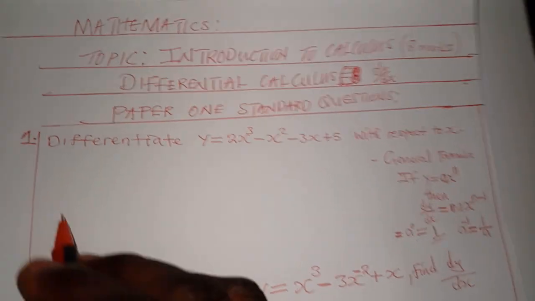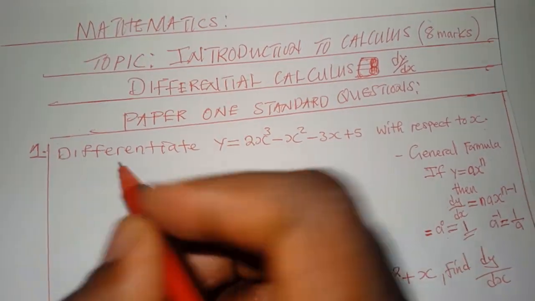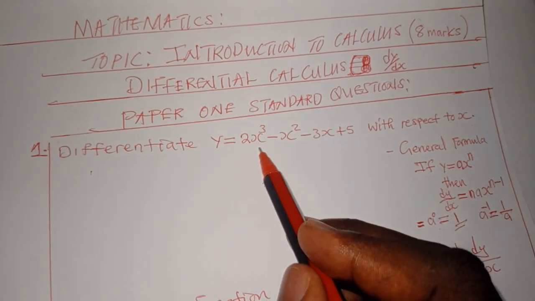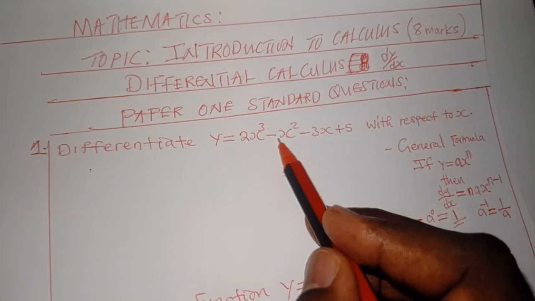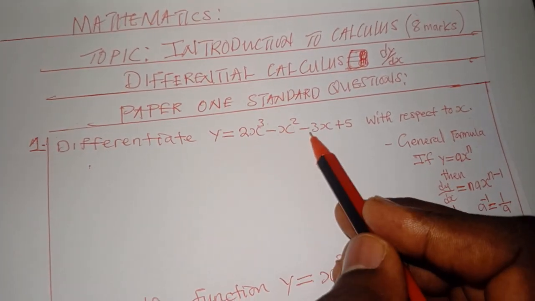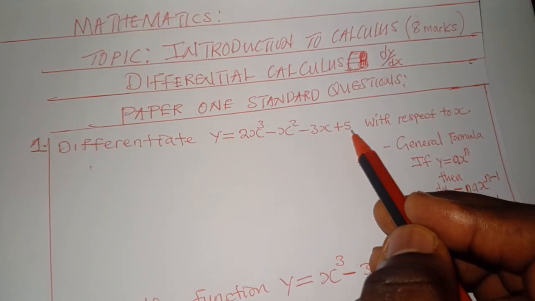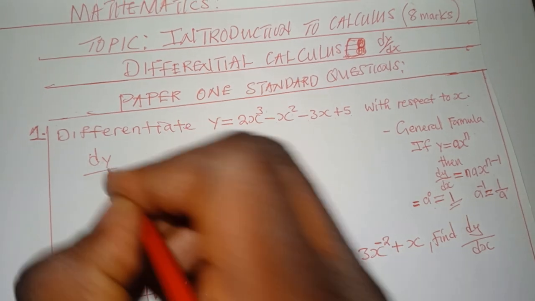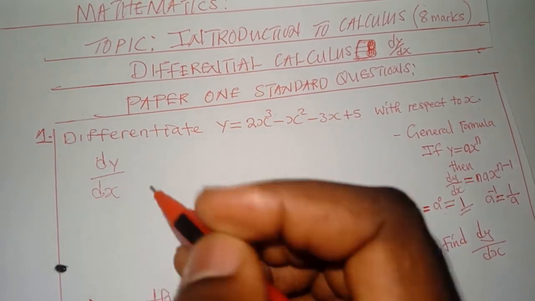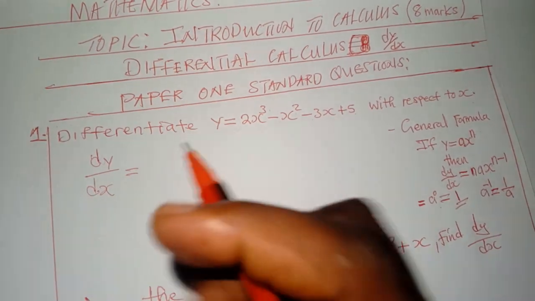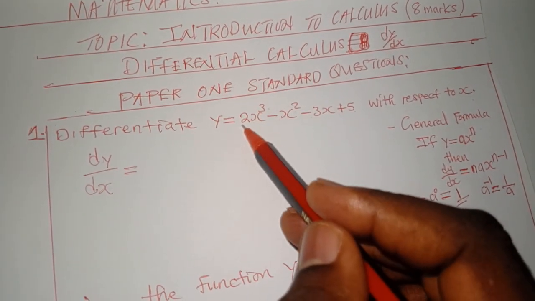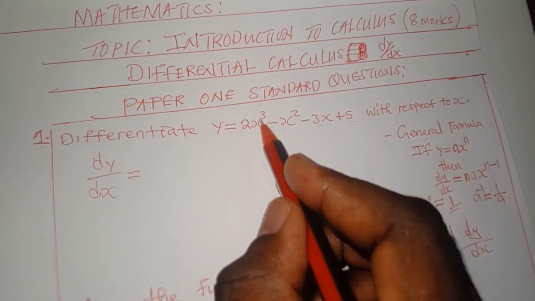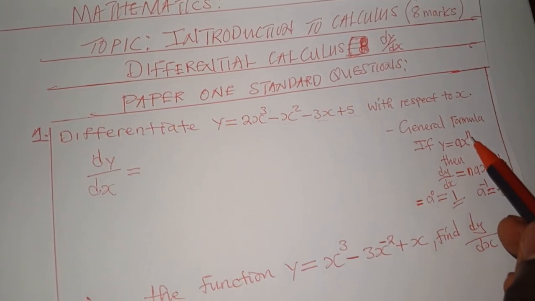So let's go, we see this one. The first question here, we have y is equal to 2x to the power 3 minus x to the power 2 minus 3x plus 5. Now, for us to find the dy dx here, we are going to say dy dx is equal to, we have to differentiate each term, this term, that term, and that term. So here, according to this formula, we are saying drop the power.